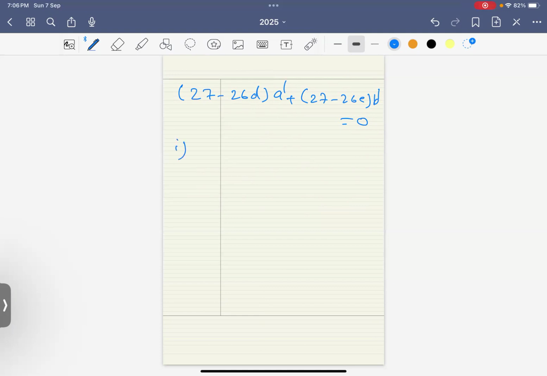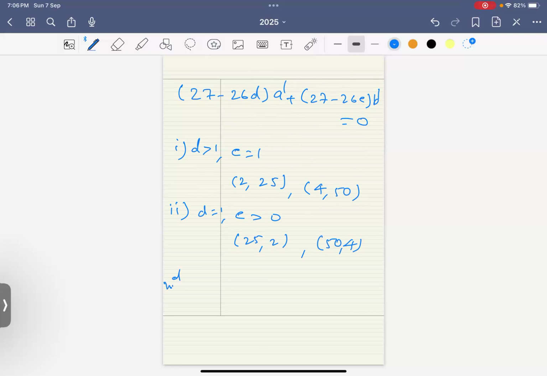Then what I'm going to do is just bash this problem. If D greater than 1 and E equal to 1, you get 2,25 and 4,50. And analogously, if D is 1 and E greater than 1, you get 25,2 and 50,4, and no solution for D greater than 1 and E greater than 1.